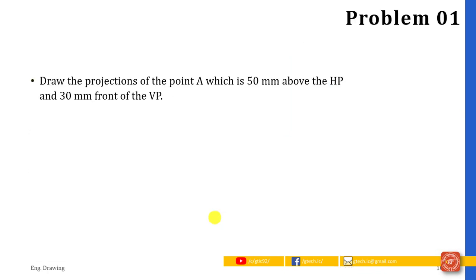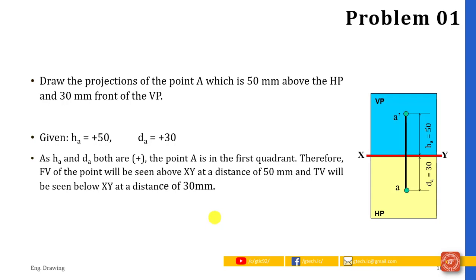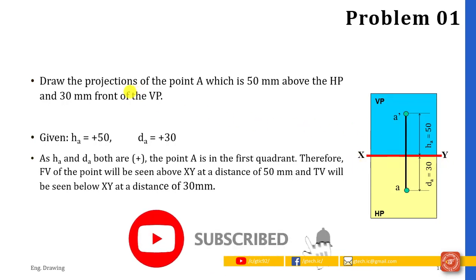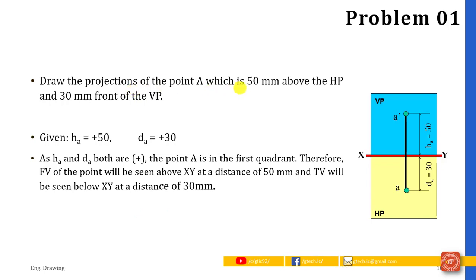This one is a practice problem for you. So pause the video and solve it. Draw the projections of a point A which is 50 mm above the HP and 30 mm in front of the VP. Okay, hopefully you came up with the right answer. Here is the solution for your reference. Here you can see the line XY as indicated in the problem. Point A is 50 mm above the HP and 30 mm in front of the VP.